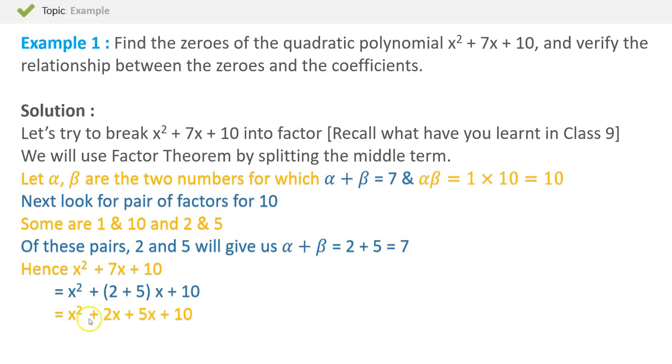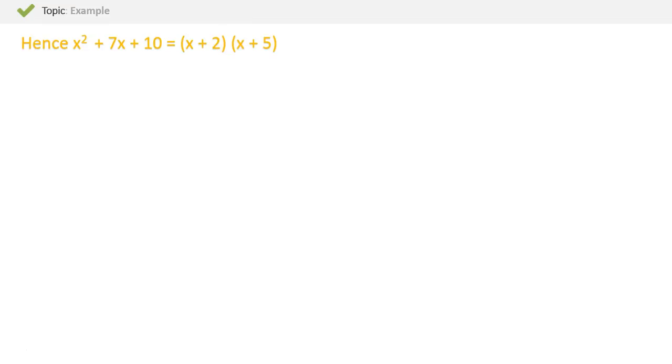And now x square, if I open this bracket, I'll get 2x plus 5x plus 10. If I simplify this by taking x out from the first two terms, I get x multiplied to x plus 2. If I take 5 out from last two terms, I get 5 multiplied to x plus 2. Now I can take x plus 2 out and I'll get x plus 2 multiplied to x plus 5. Hence, x square plus 7x plus 10 can be represented as x plus 2 multiplied to x plus 5.